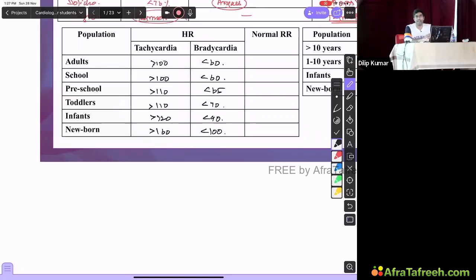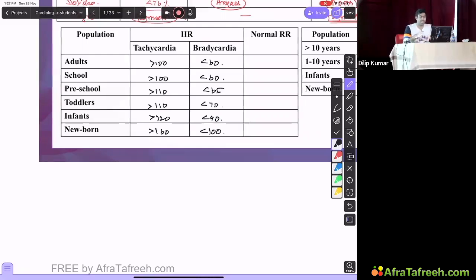Whereas in adults, heart rate more than 100 is tachycardia. In adults, heart rate more than 100 is abnormal. In newborns, heart rate less than 100 is abnormal. That's what you need to know. That's why heart rate differs widely with age group. So does the respiratory rate.